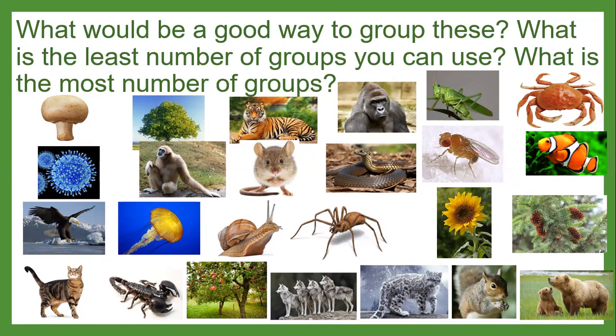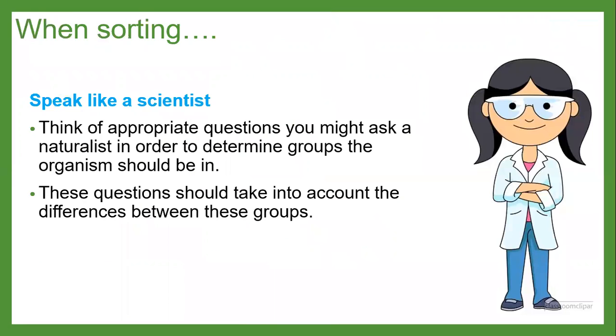Okay, fantastic. Let's see how we could have grouped them. Okay, when sorting, you need to speak and think like a scientist. You need to think of appropriate questions that you may ask a naturalist in order to determine the groups organisms should be in. You really need to think logically and broadly to get them down to as small groups as possible. These questions should take into account the differences between the groups. And we're not talking just about slight differences, we're talking about very big characteristical featural differences.